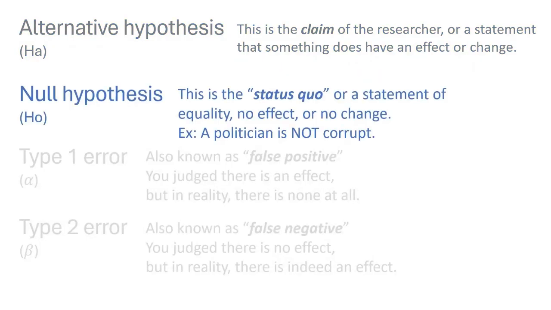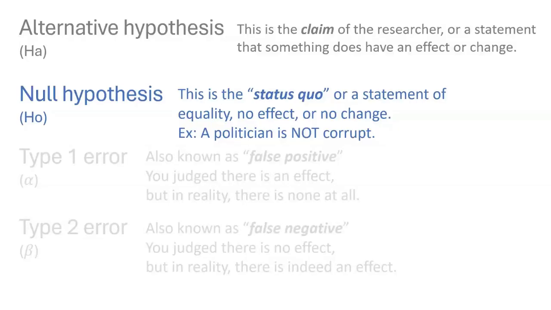The null hypothesis is the opposite of the alternative. This is the statement of equality, no effect or no change. This is considered as the status quo, meaning this is the inherent, natural, or acceptable quality. The null hypothesis is the wall that we need to overcome or reject in order to consider the alternative hypothesis. If we can't reject the null hypothesis, then that means we cannot consider the alternative at all.